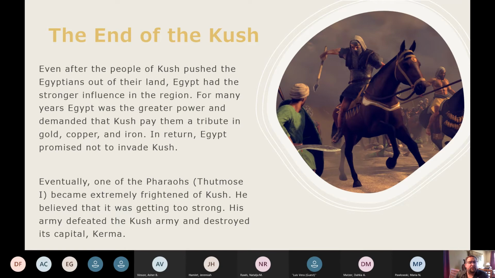Even after the people of Kush pushed the Egyptians out of their land, Egypt had kind of a strong influence on the region. For many years, Egypt was the greater power and demanded that the Kush pay them tribute in gold, copper, and iron. And in return, Egypt promised not to invade the Kush. So as long as you pay us gold, we won't invade you.